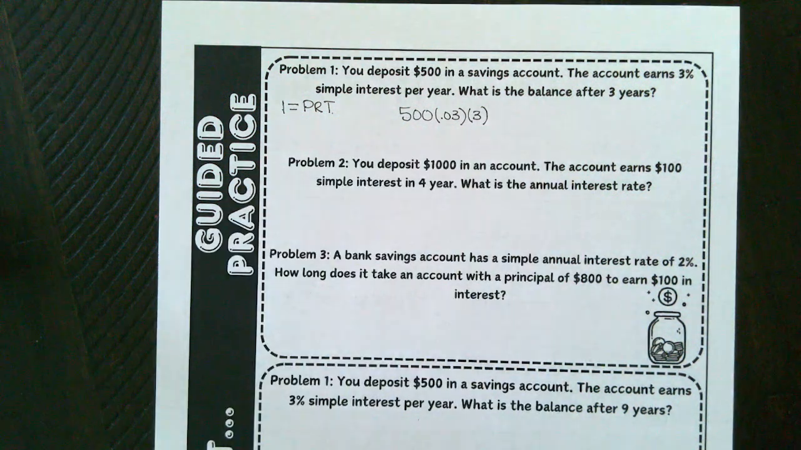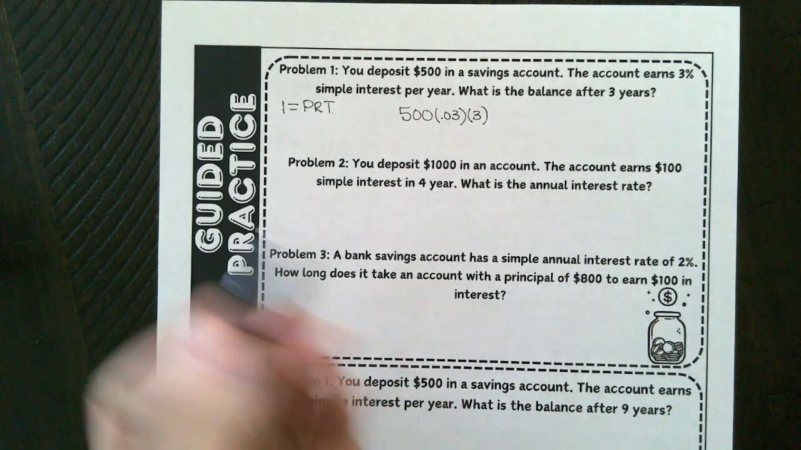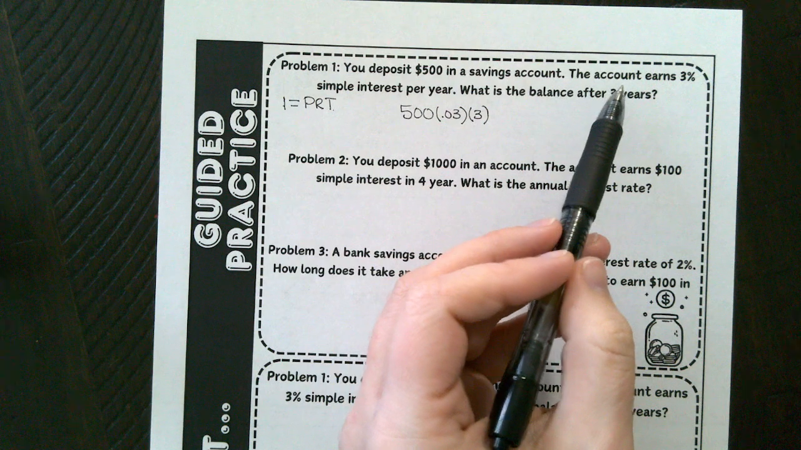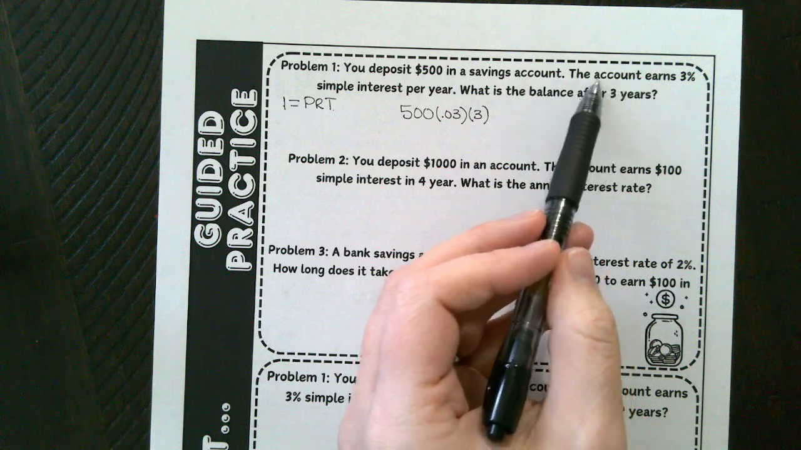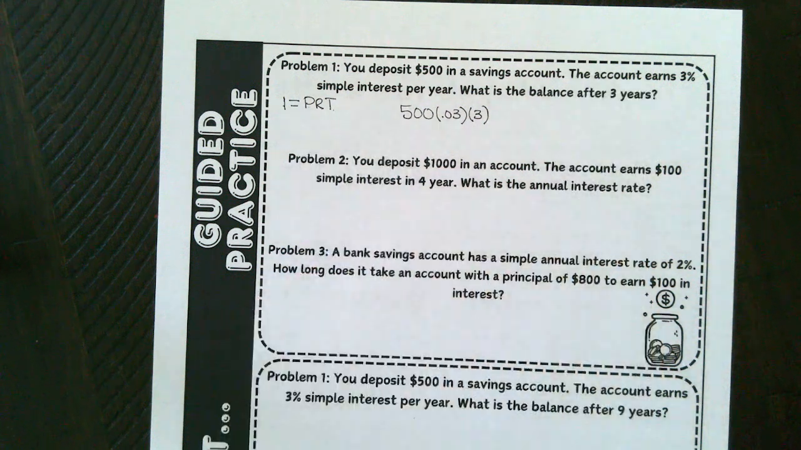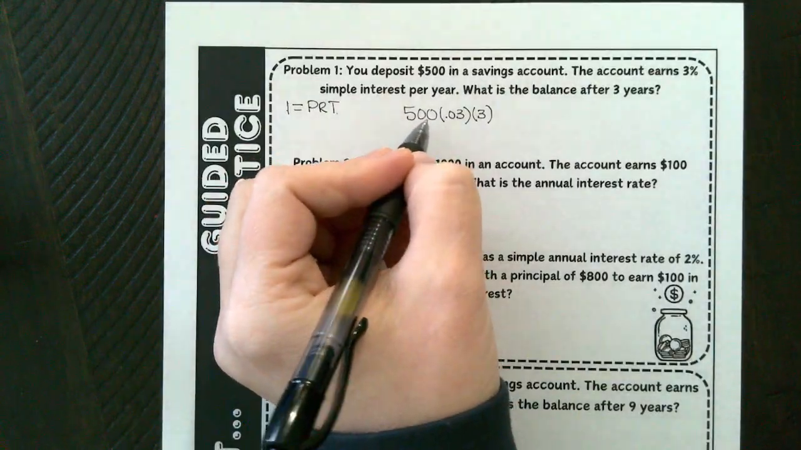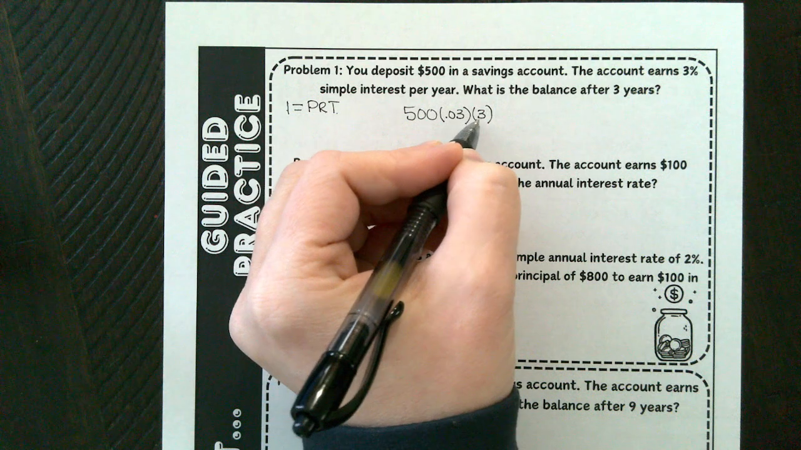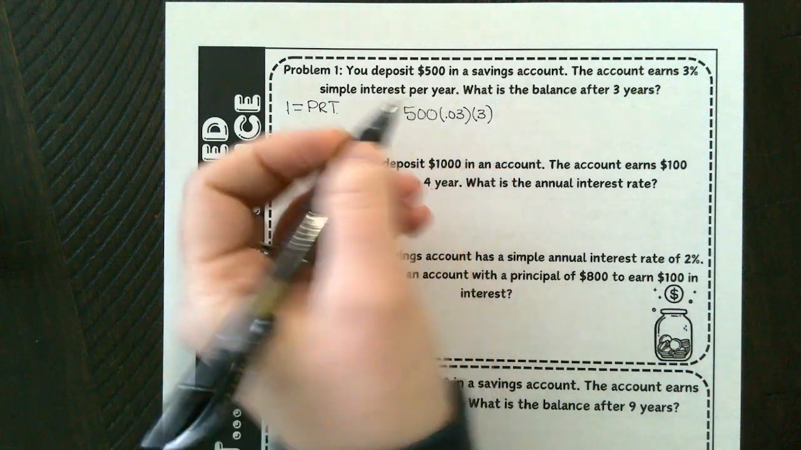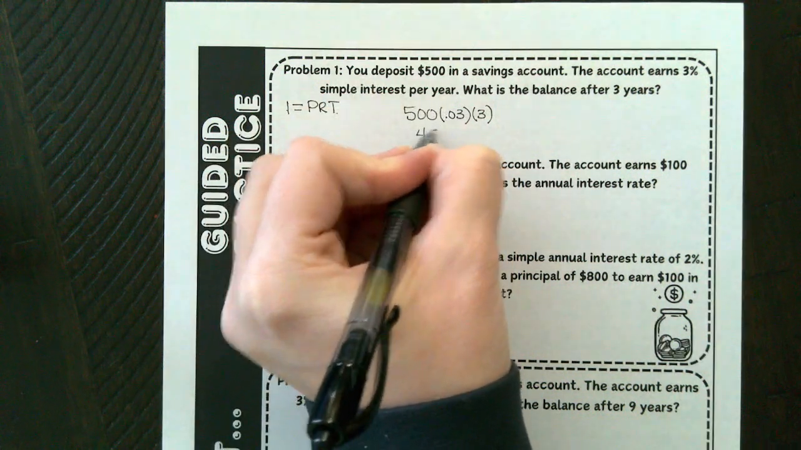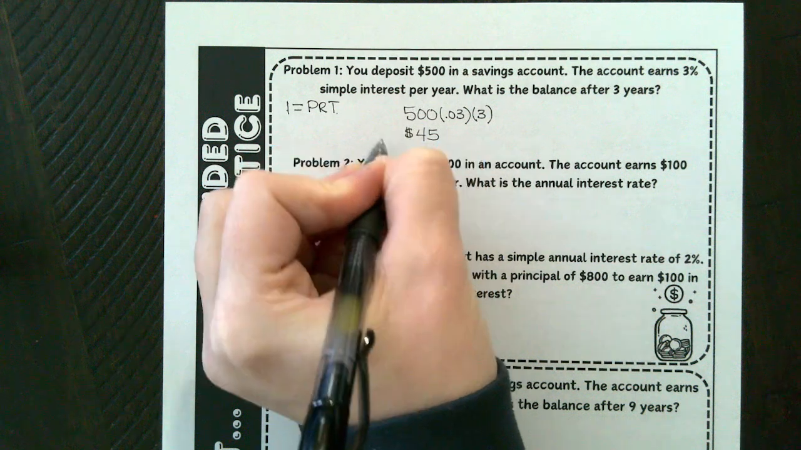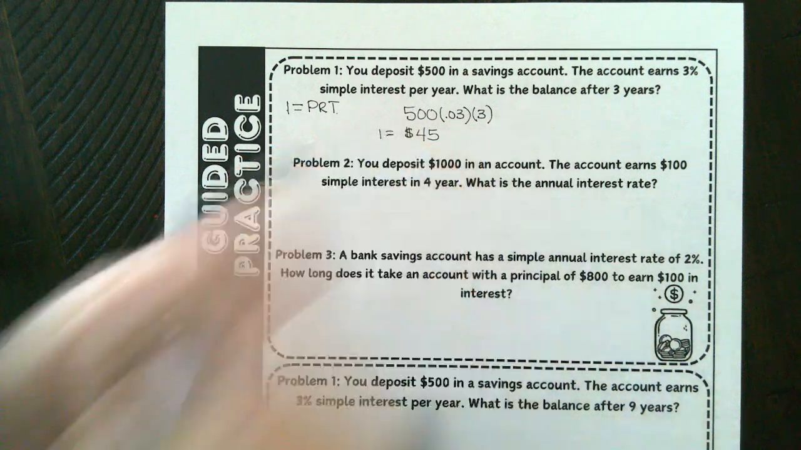Okay, so 500 times 0.03 times 3. That's what I'm going to be using to figure out my answer. My interest, because I'm trying to figure out how much interest I'm making, right? The account earns 3%, but I don't know what that means. So 3% would be 500 times 0.03 times 3. If I put that into a calculator, that would get me $45 in interest that I earned.